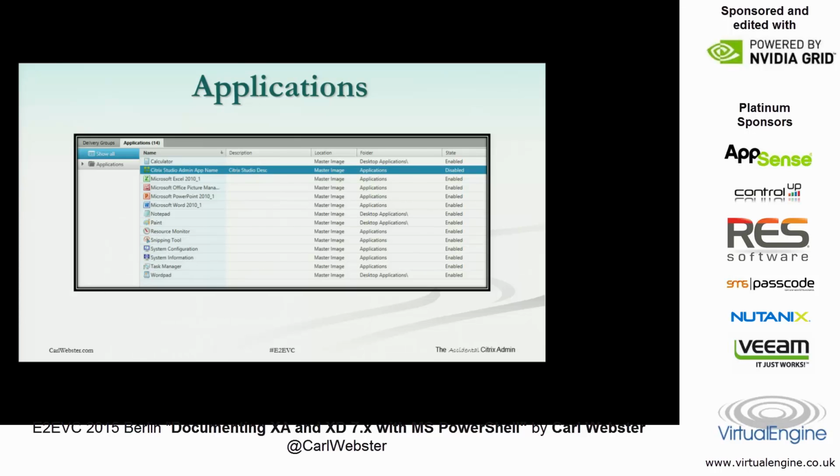Applications. We give you all the applications, whether they come from servers or whether they come from desktops. Now the thing that puzzled me was this location column. I couldn't find anything about location. So I actually emailed one of the contacts on the XenDesktop team and said, where do you get that location, the master image? Where does it come from?